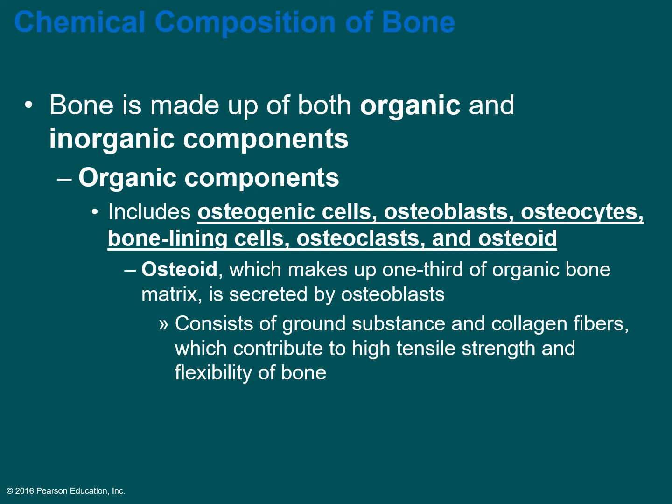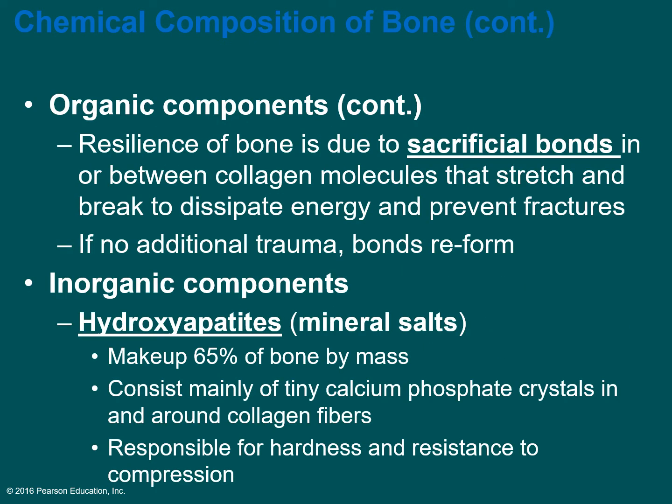So the bone is made up of both organic and inorganic components. This makes up part of the chemical composition of the bone. The organic components are going to include all the various cells that we've talked about, the osteogenic cells, osteoblasts, osteocytes, bone-lining cells, osteoclasts, and that osteoid. The osteoid is that matrix that's being secreted by the osteoblasts. What's in that matrix? The ground substance and the collagen fibers, that's all helping to give the strength and flexibility to the bone.